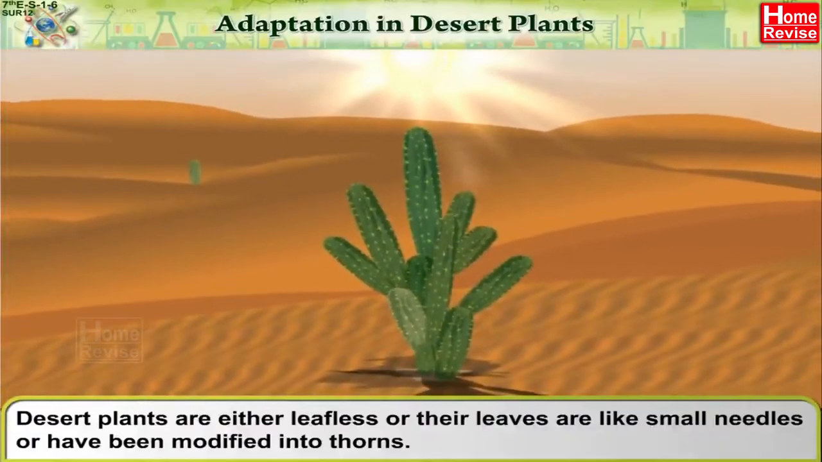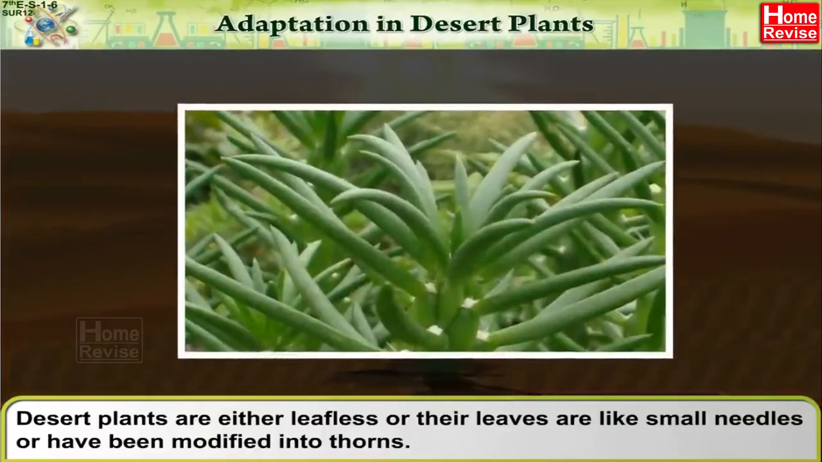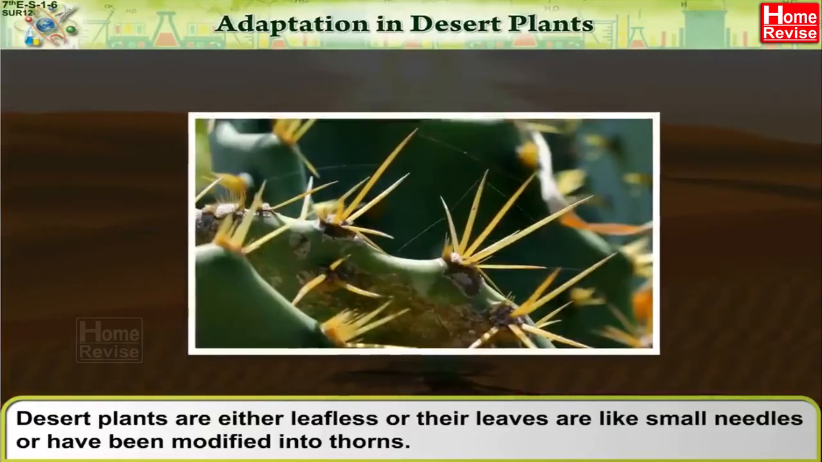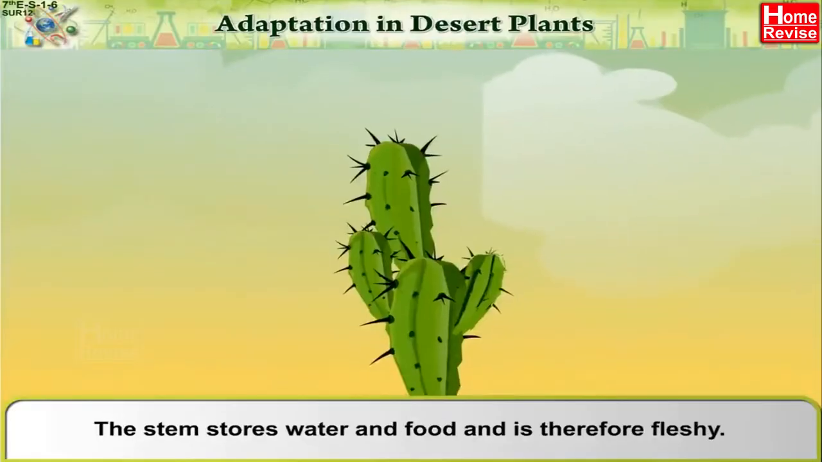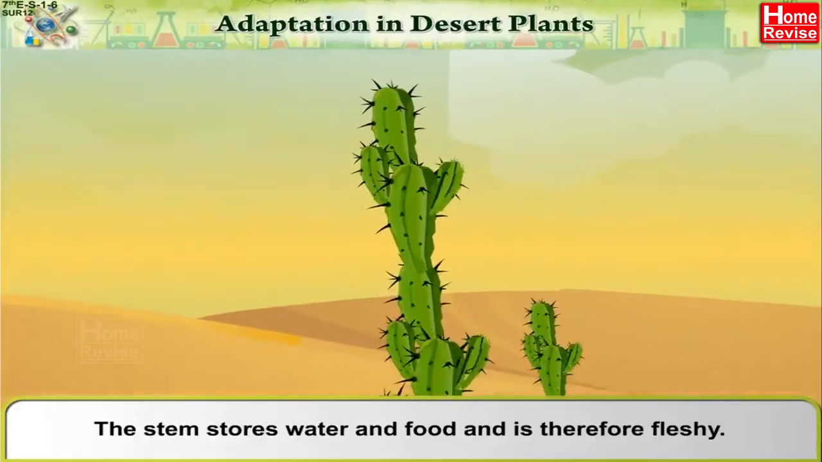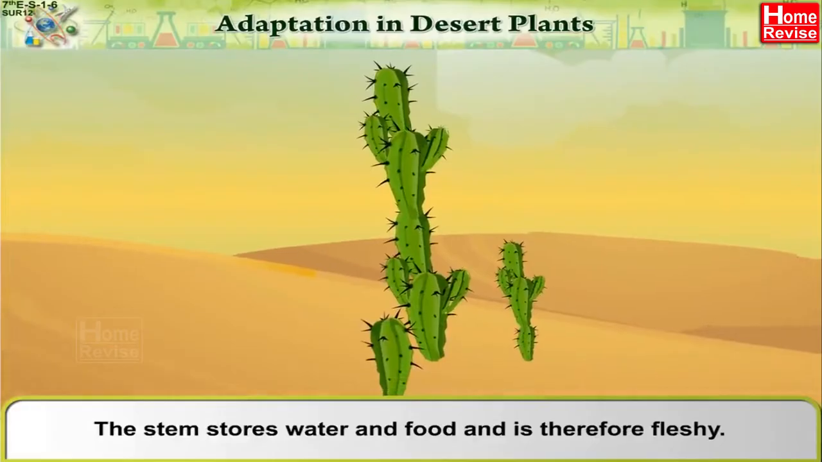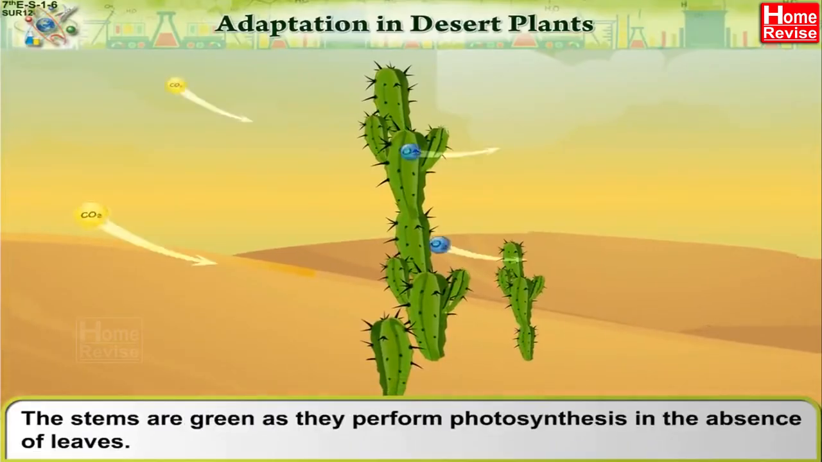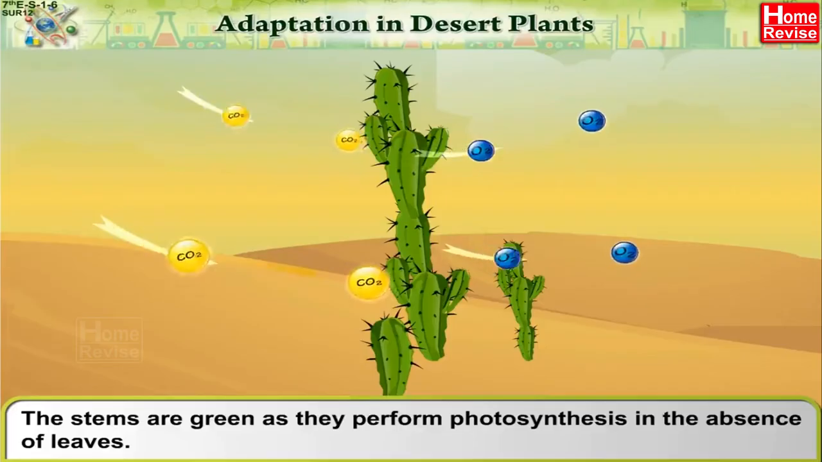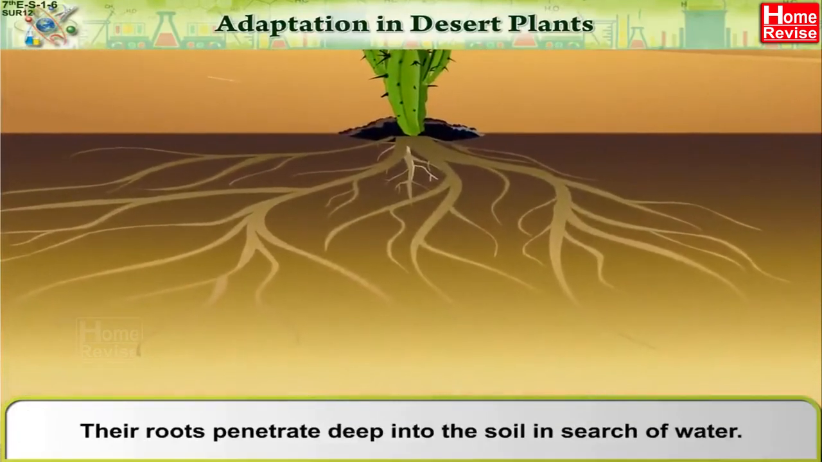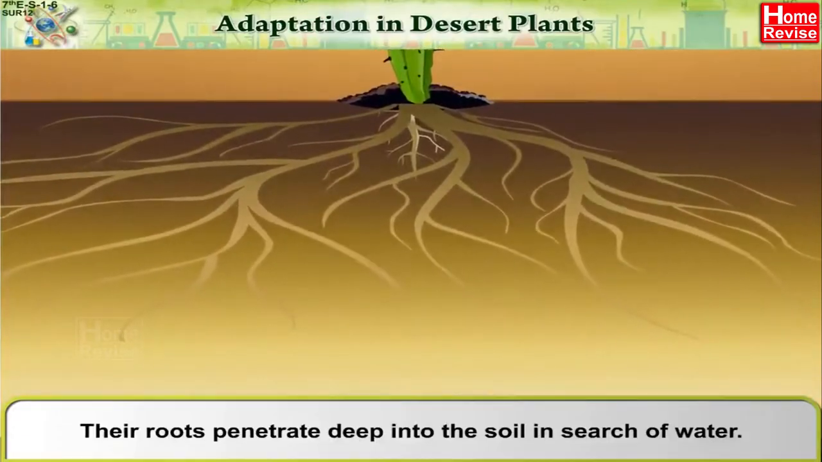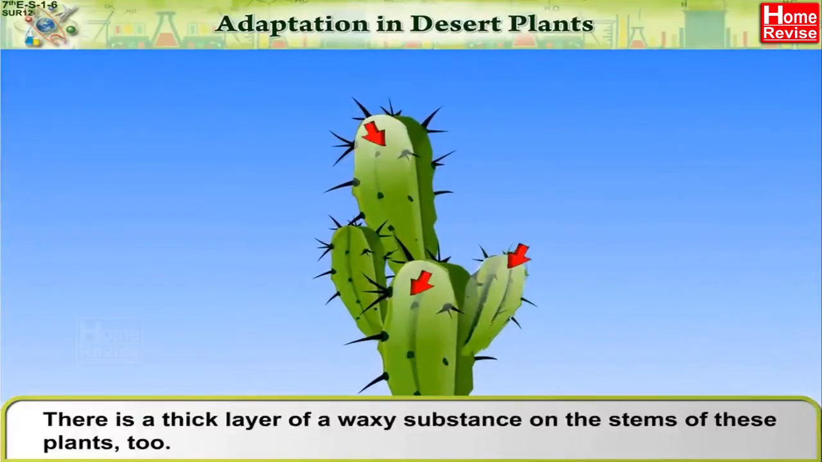Desert plants are either leafless or their leaves are like small needles or have been modified into thorns. As a result, those lose very little water by evaporation. The stem stores water and food and is therefore fleshy. The stems are green as they perform photosynthesis in the absence of leaves. These roots penetrate deep into the soil in search of water. There is a thick layer of a waxy substance on the stems of these plants too.